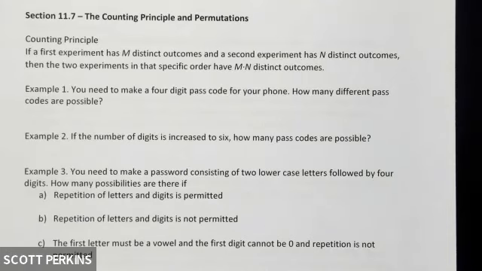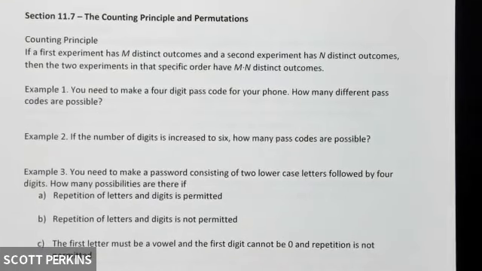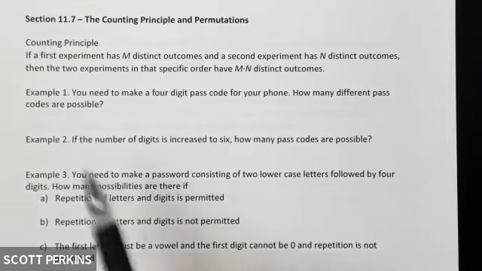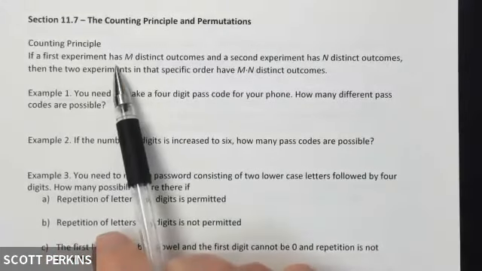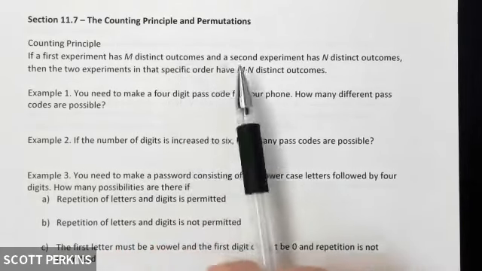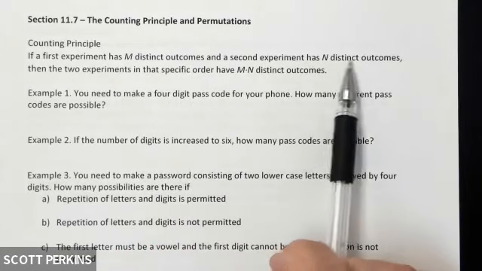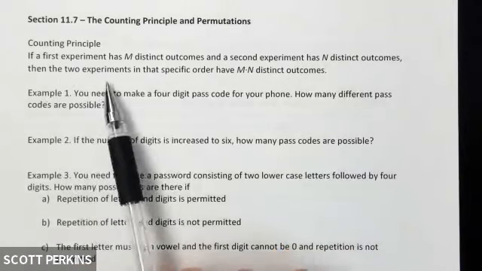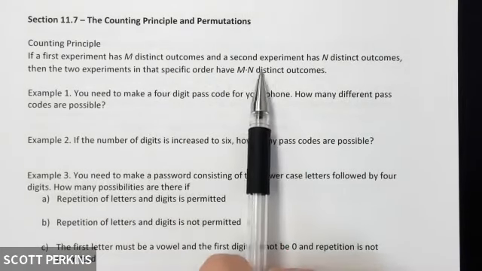The second to last section in this unit is going to revisit the idea of the counting principle. We talked about the counting principle when we dealt with tree diagrams, but we're going to go a little bit deeper into some implications of it. So remember, the counting principle says if a first experiment can be done in M ways, or has M distinct outcomes, and a second experiment can be done in N distinct outcomes, if the two experiments are done together, it has M times N outcomes.